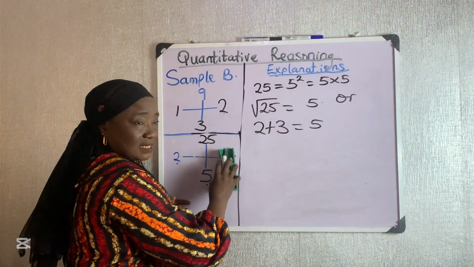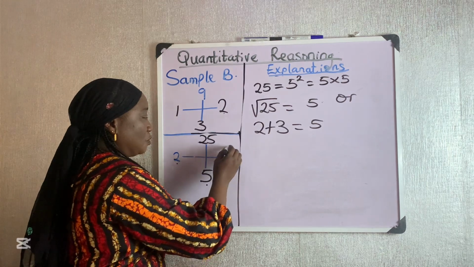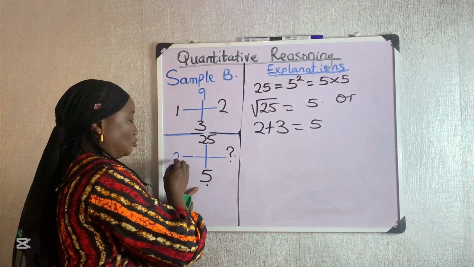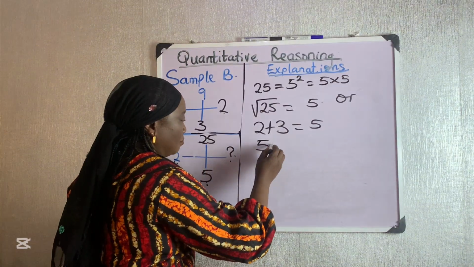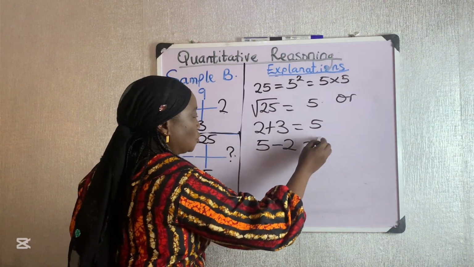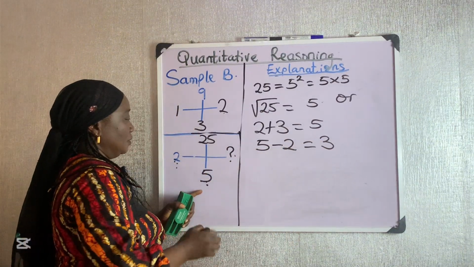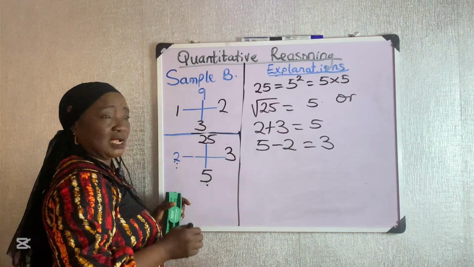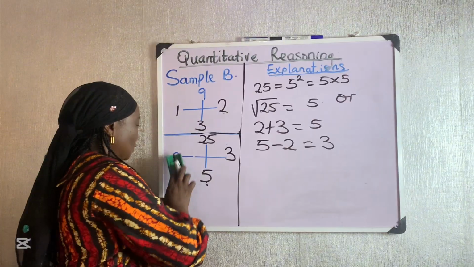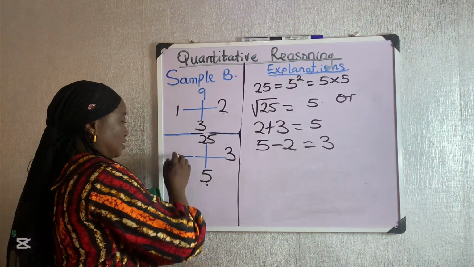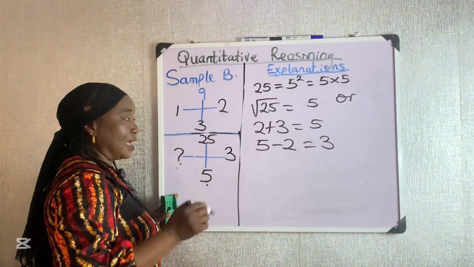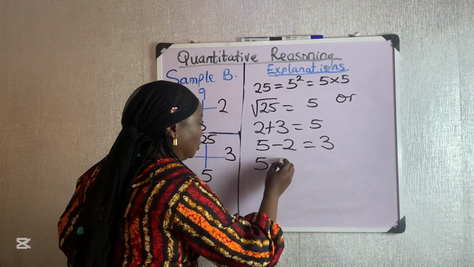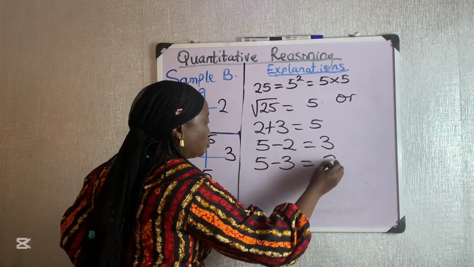How do I calculate this 3? I'll put a question mark. I can simply say 5 minus 2. 5 minus 2 is equal to 3. I'll put 3 back here. How do I calculate 2? For clarity, let's clean this. We know 2 will be the answer. How is 2 calculated? We simply say 5 minus 3 equals 2.